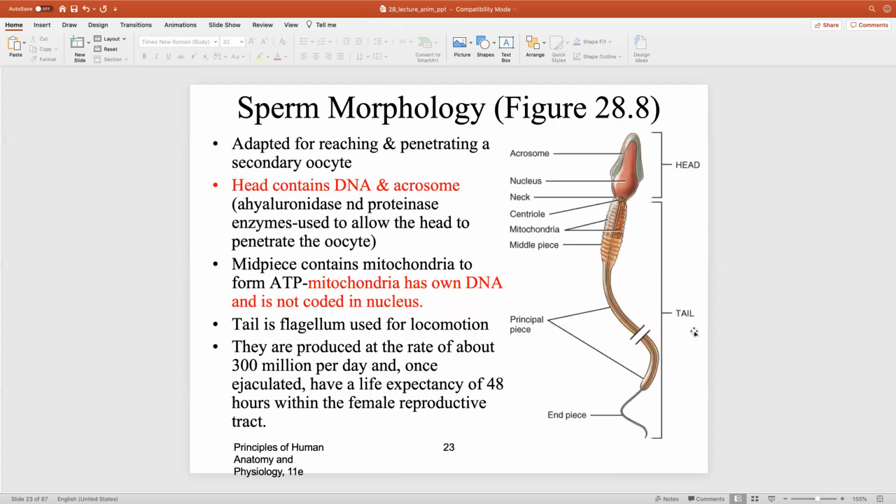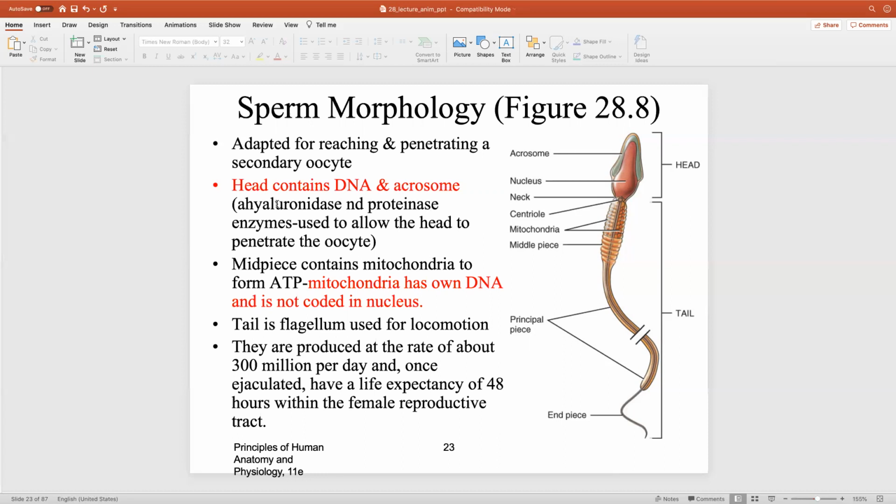Now let's take a look at this sperm morphology. Then we'll take a look at the effects of hormones, right? Sperm morphology right here. The sperm is adapted for reaching the egg and then penetrating and fertilizing the egg. Now, remember, and we'll talk about it next time, when an egg is ovulated, the ovulated egg goes into the fallopian tube, but there are other surrounding cells that migrate with that ovulated egg. In other words, it's not just an egg that gets released and that's it.